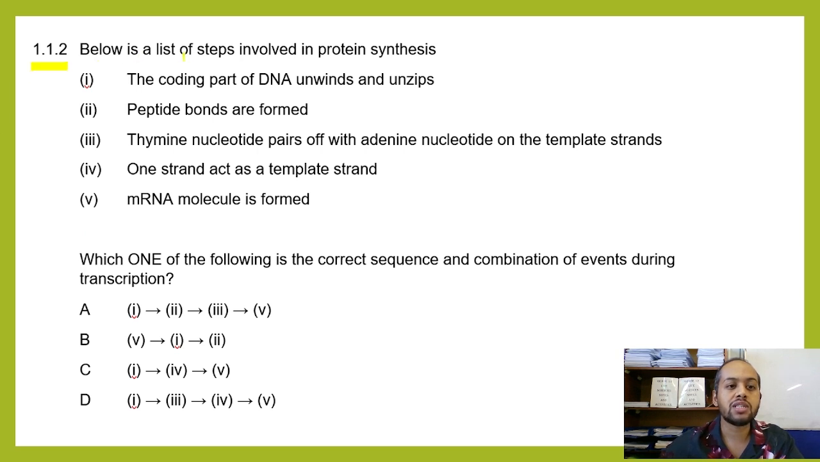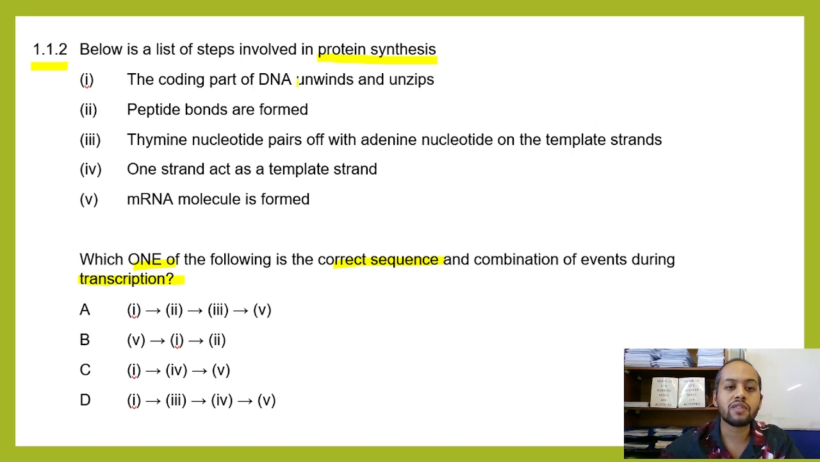1.1.2 says below is a list of steps involved in protein synthesis. The coding part of DNA unwinds and unzips. Peptide bonds are formed. Thymine nucleotide pairs off with adenine nucleotide on the template strand. One strand acts as template strand. mRNA molecule is formed. Which one of the following is the correct sequence and combination of events during transcription?